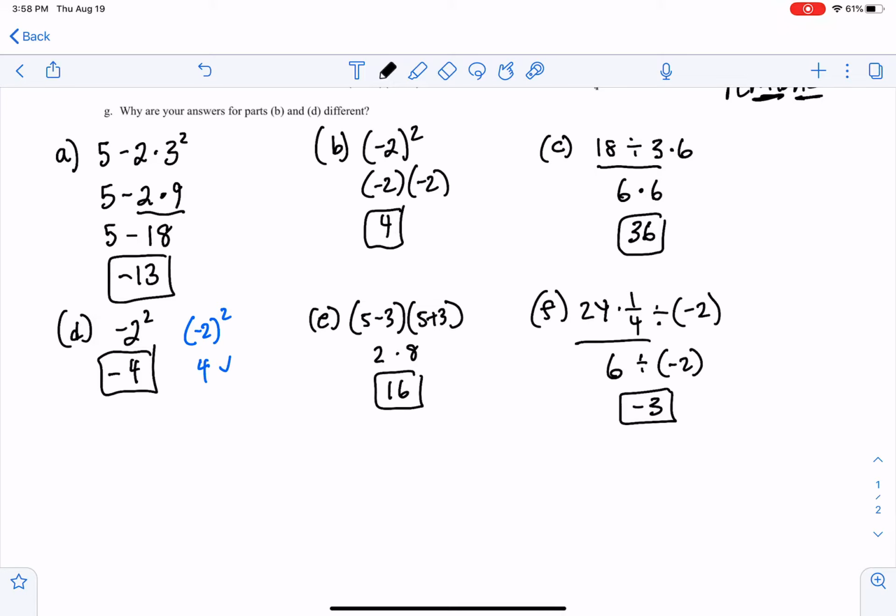And then for G, it says, why are your answers for parts B and D different? And I kind of answered that right here. So the reason they're different is because the base of the exponent is different. In one case, it has parentheses, so the base is negative 2. And in the other case, the base is positive 2 because there's no parentheses.